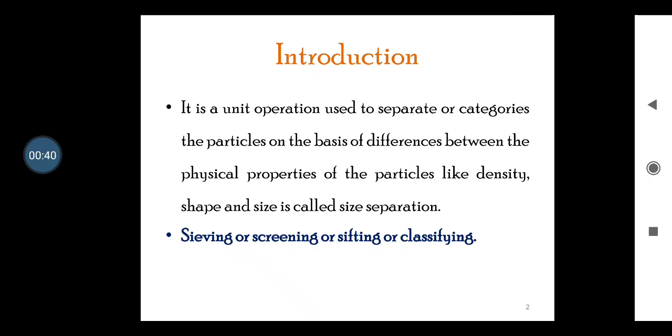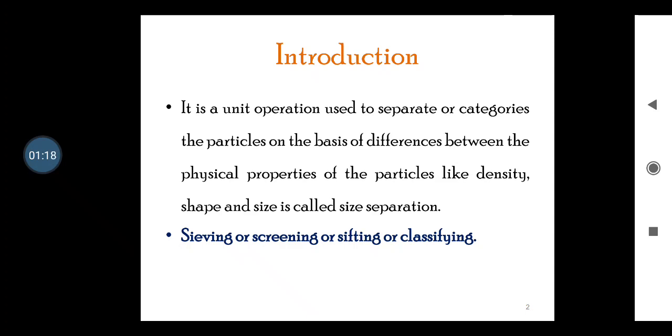As far as size reduction of solid material is concerned, it never gives you particles of the same size, but it gives you particles of varying sizes, that is, a distribution of different sizes. So once the size of the material is reduced, it is subjected to size separation techniques in order to obtain a powder of the desired particle size range. Hence, this unit operation cannot be isolated from size reduction, as it forms an integral part of the latter.